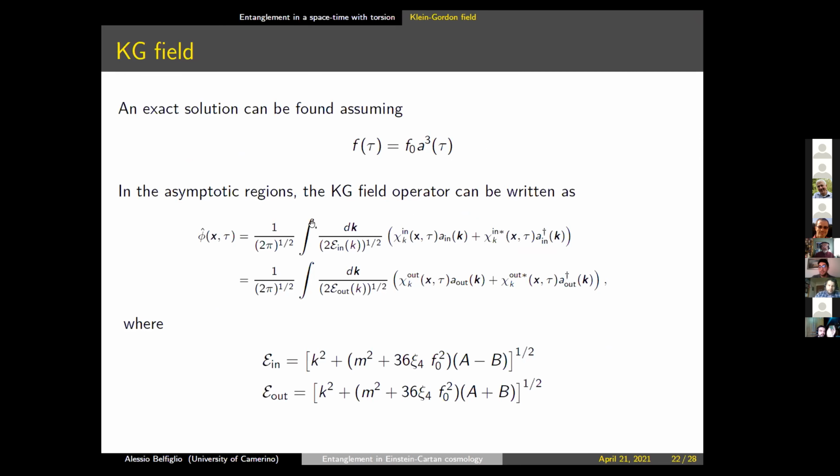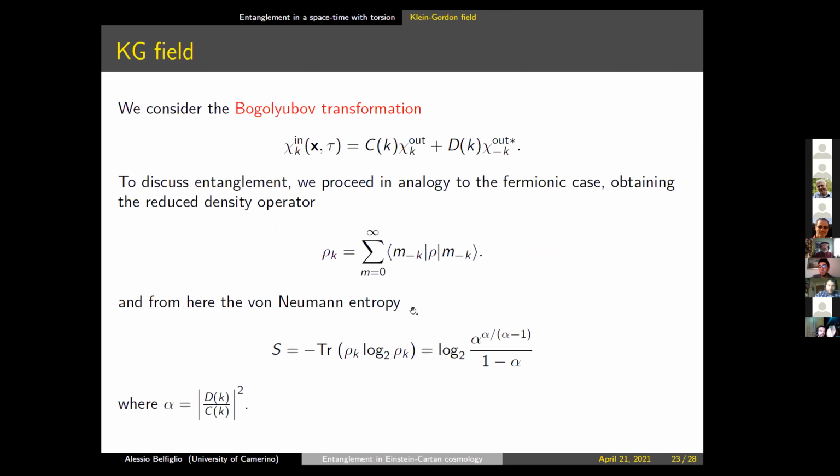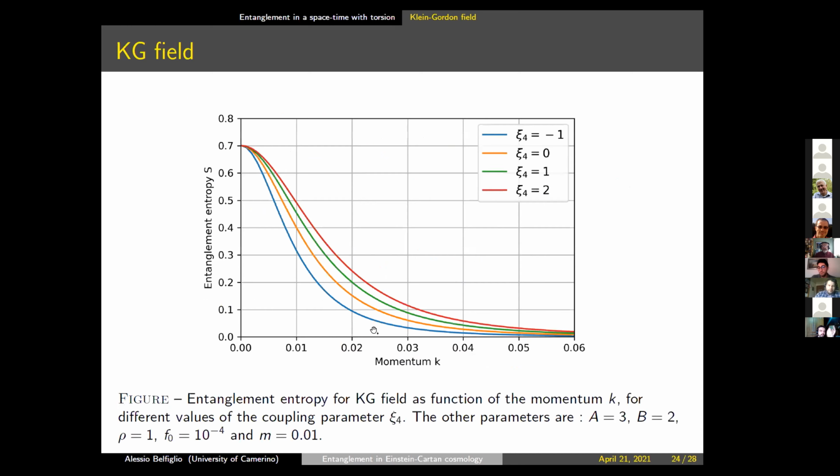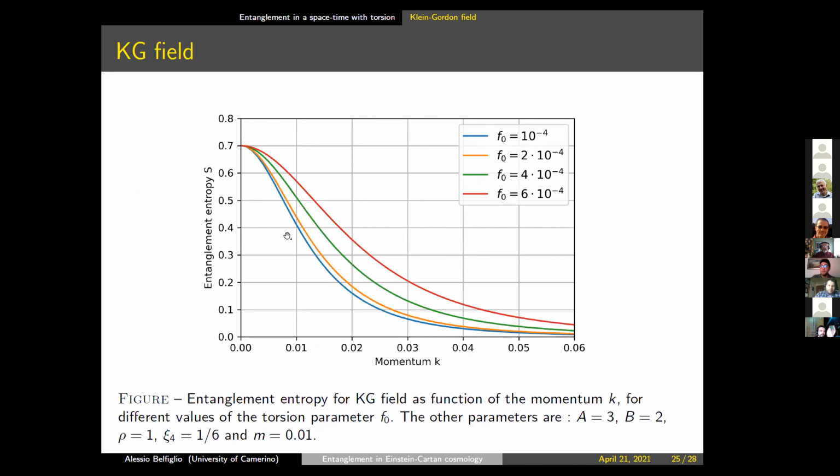One has to write the Klein-Gordon field operator in the in and out regions to compute the Bogoliubov transformation, arrive at the density operator and take the partial trace, so obtain the reduced density operator. And here we show the behavior of entanglement for different values of the coupling parameter psi4. That is, as I've said, the only relevant parameter in our model. Also the behavior of entanglement for different values of torsion, so the parameters that describe torsion.